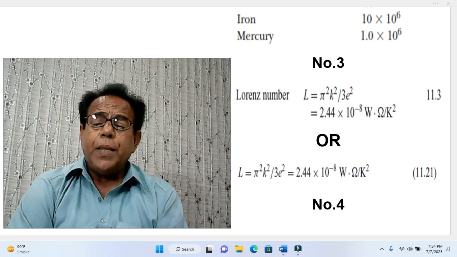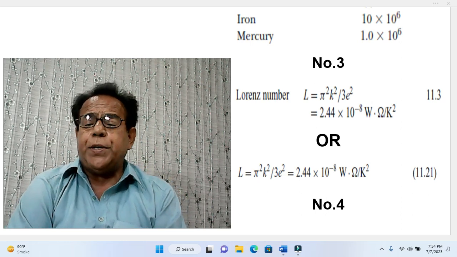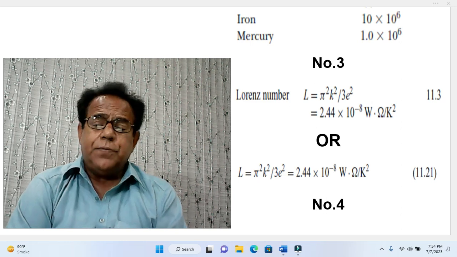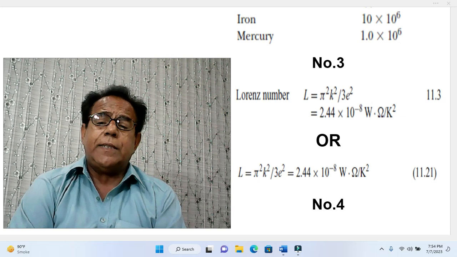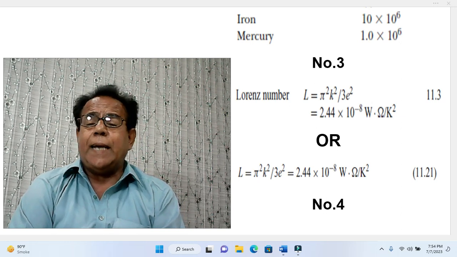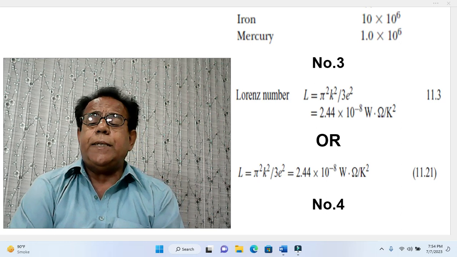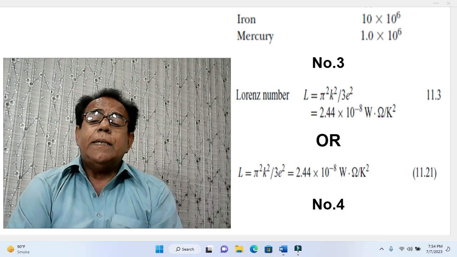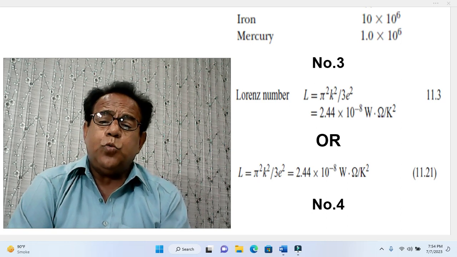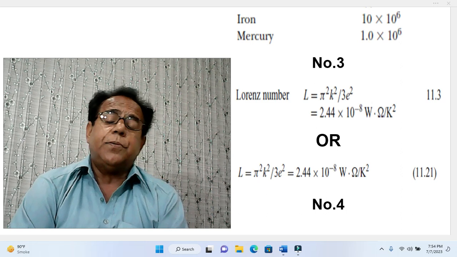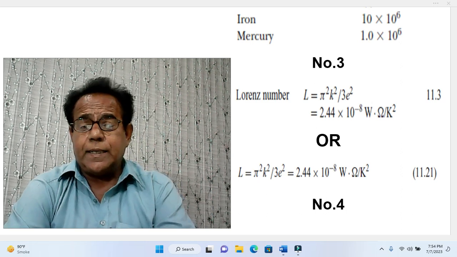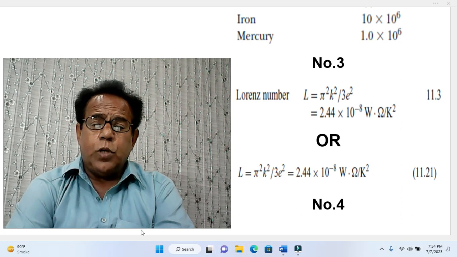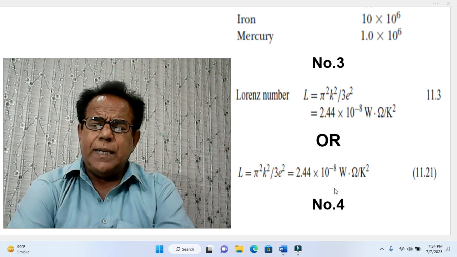11.221 is the equation number of the 11th chapter of Modern Physics by Kenneth S. Crane, while the first version, which appears as if it is equation number 11.3, actually is not equation number 11.3. It indicates that this expression belongs to the third topic of the 11th chapter of Modern Physics by Kenneth S. Crane. So in its alternate versions, the Lorentz number L is the same. No difference.